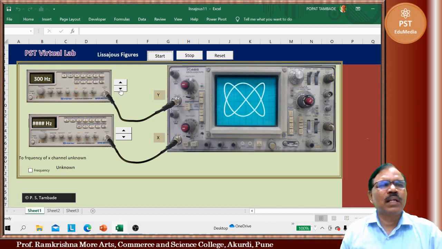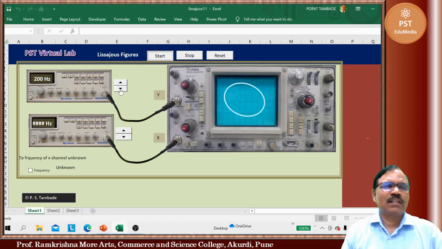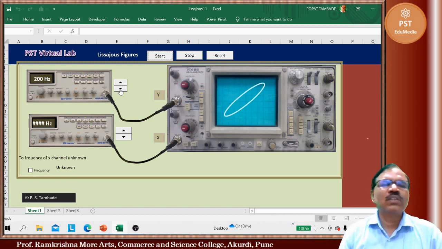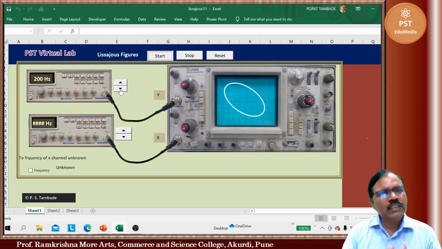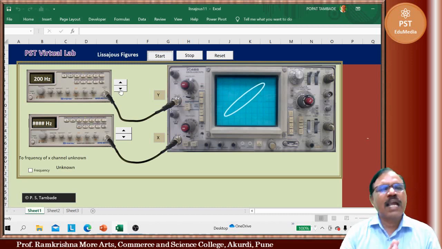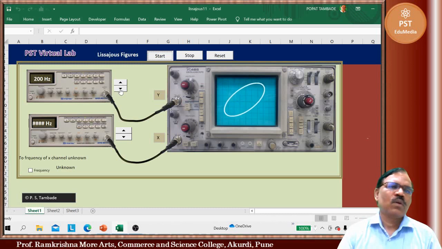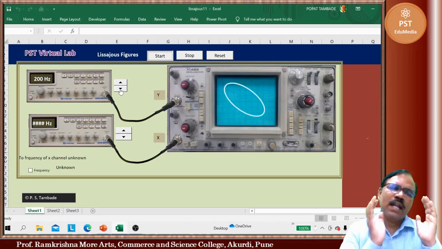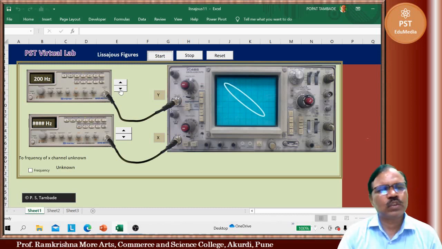Suppose it is 200, then we must get a circle. So we got a circle. So the frequency of the unknown source is 200. So in this way, signal sources or signal generators are calibrated using a CRO and a known frequency source.